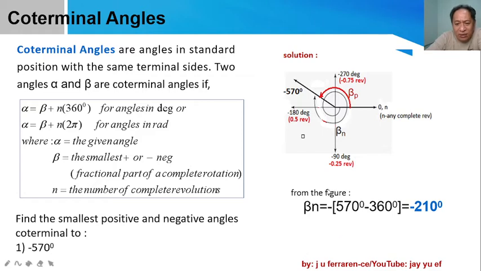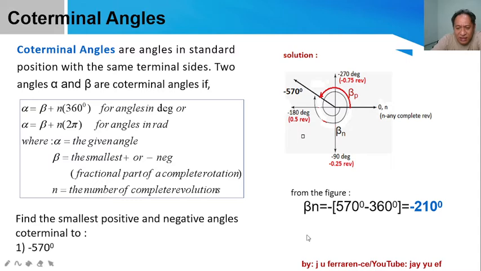Or if not, we can also have this taken from the figure. We know that the angle is negative, so I just put my negative before the bracket. And I know that this is 570 all in all. So I remove the complete rotation value, which is 360. When that is subtracted, there is a difference of 210 degrees remaining. And since the angle is negative, there you have a negative 210 degrees that represents the smallest negative angle.